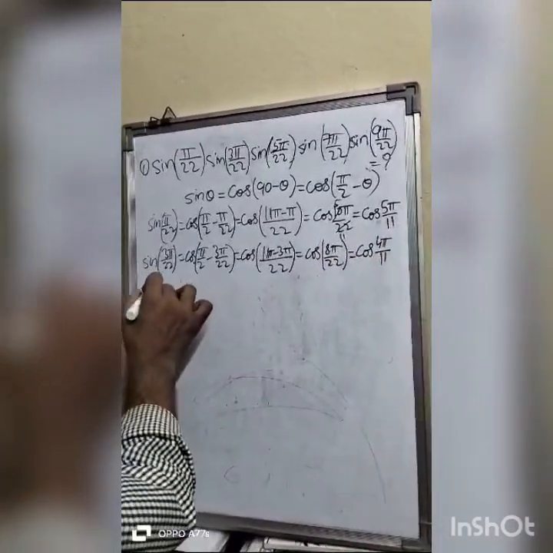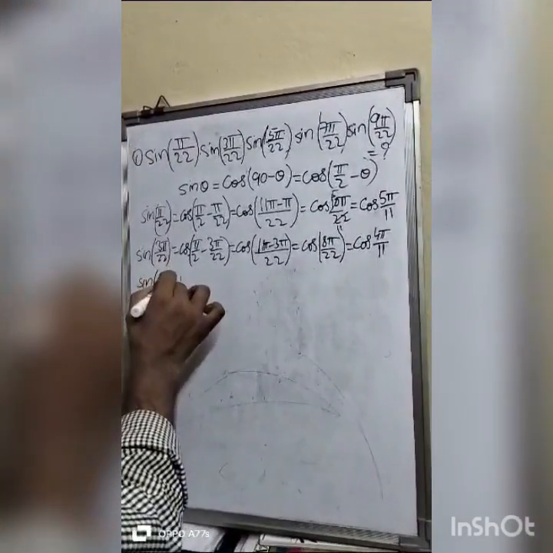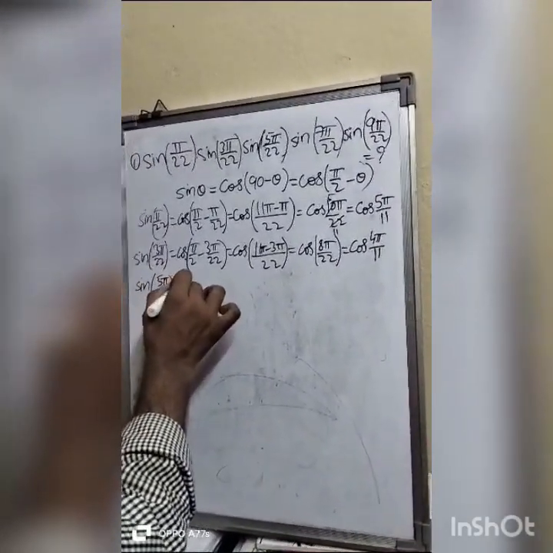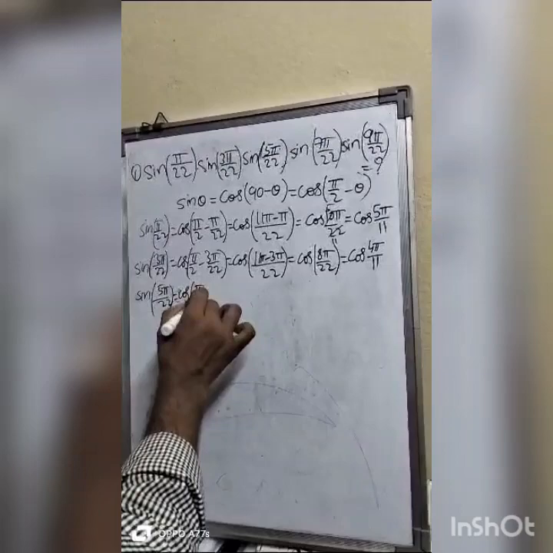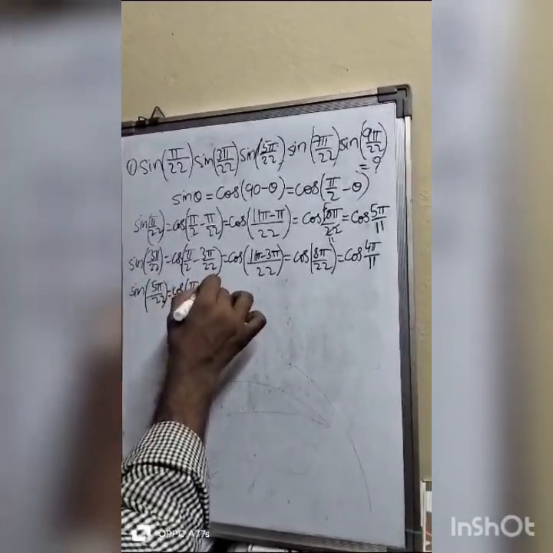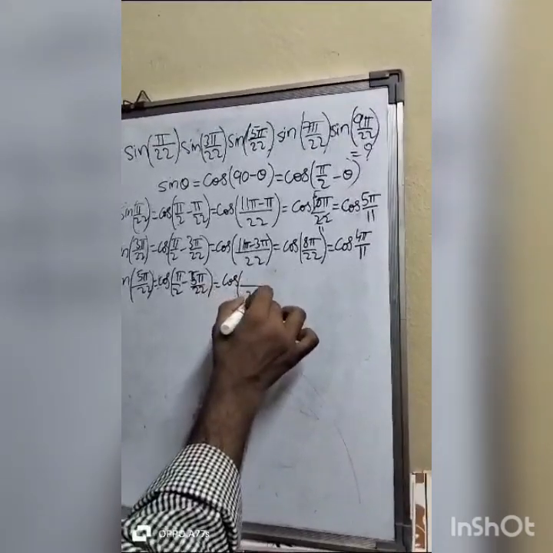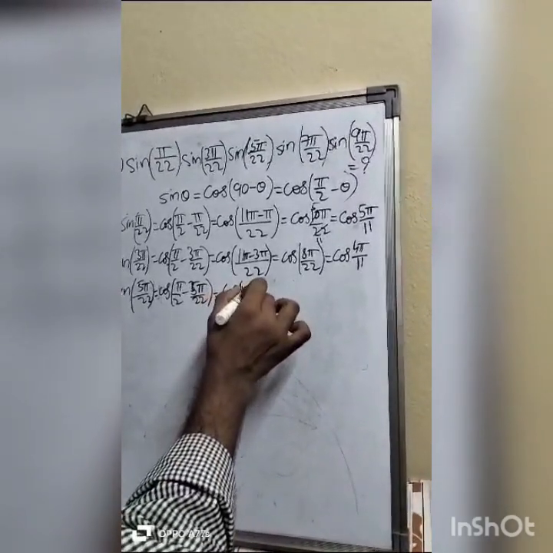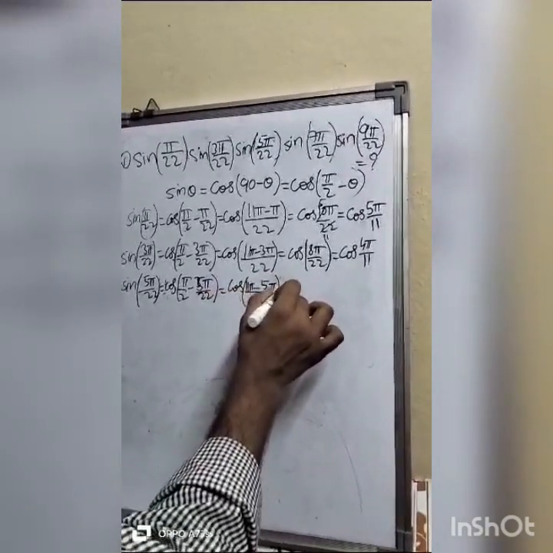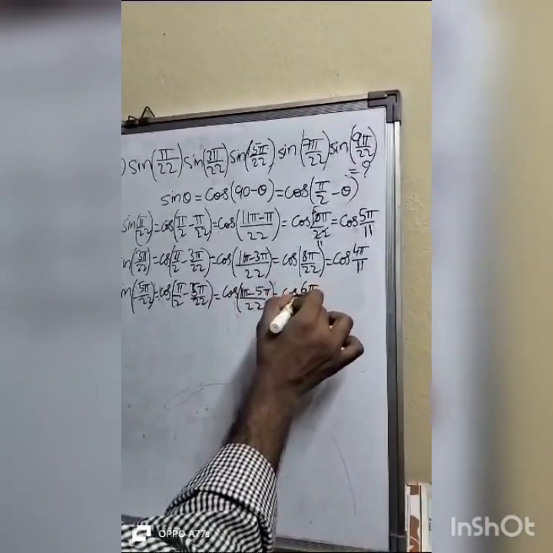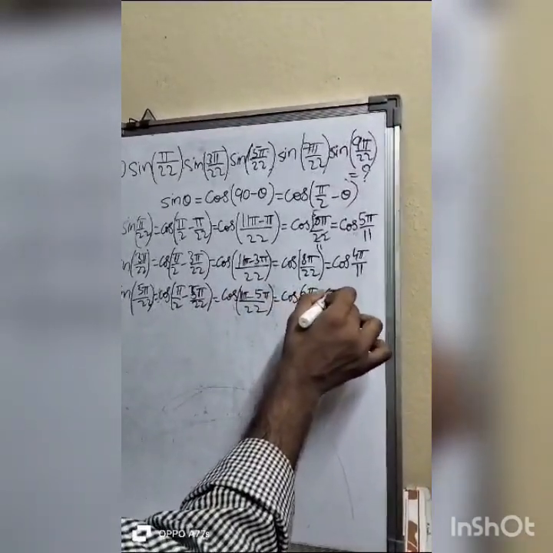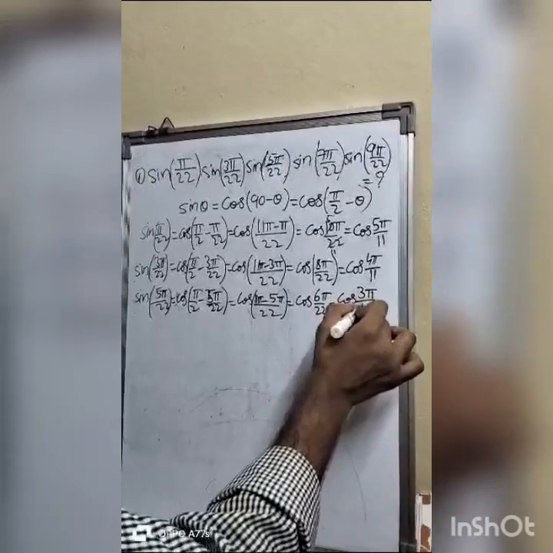The next step is sin of 5 pi by 22. This can be written as cos of pi by 2 minus 5 pi by 22. Now this again LCM will be 22, so 11 pi minus 5 pi, obviously this is cos of 6 pi by 22. This is cos of 3 pi by 11.